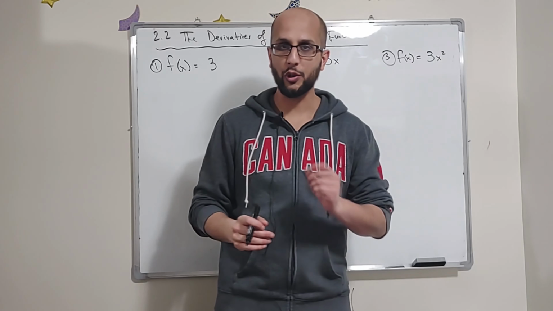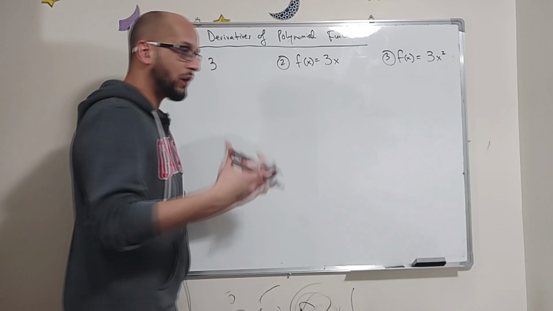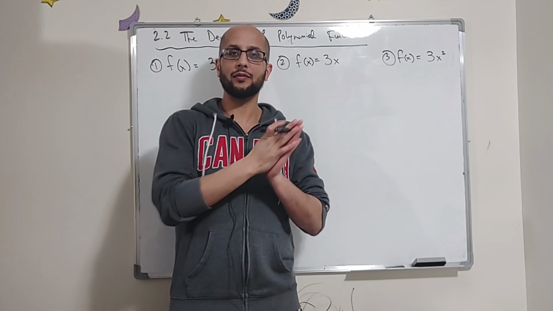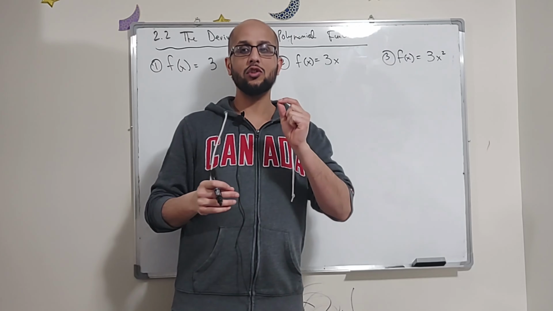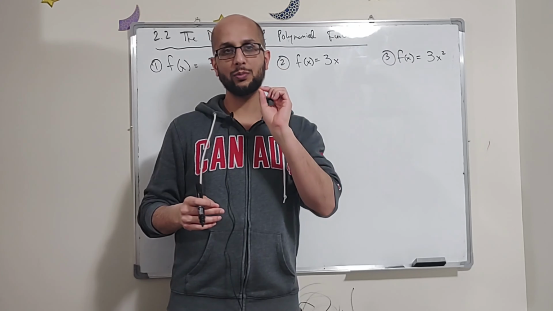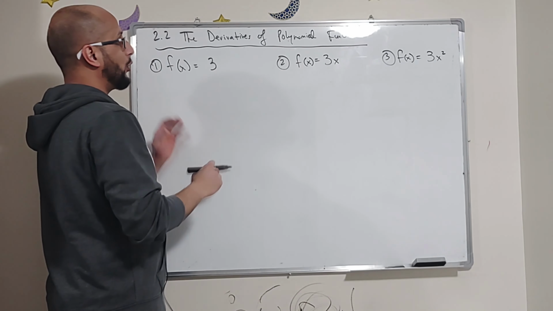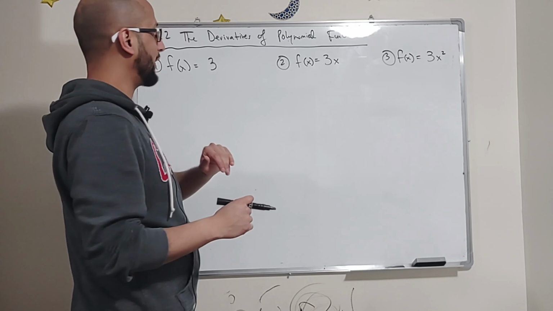Okay, so the next section is 2.2. We're looking at the derivatives of polynomial functions. So far we have understood what derivatives are. It is basically the difference quotient with the limit of h approaching 0. What is the rate of change over two very close points, or at one point with another point that's very close to it? Now, how do we apply the derivative to various types of polynomial functions? We're going to take a look at that now.